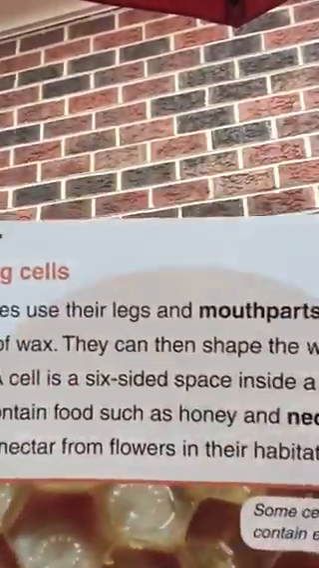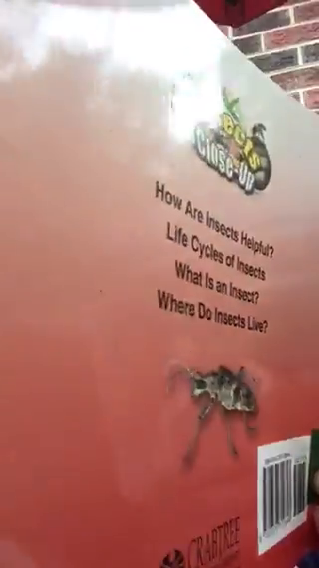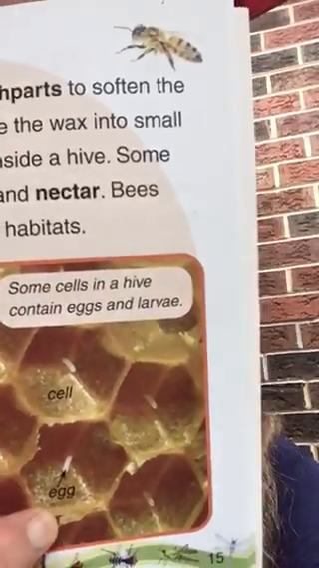Can you see the larvae here? See them really close. I'm going to show you really close. See it? There's the larva. And then here's a little tiny egg. Right here. See it? My finger's over it.